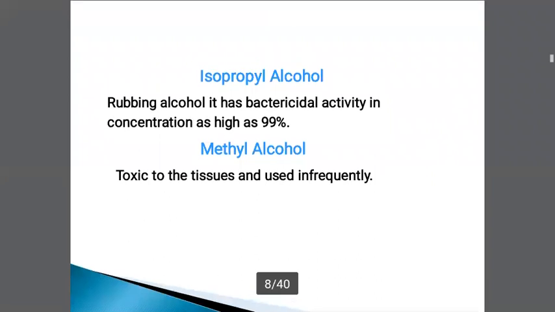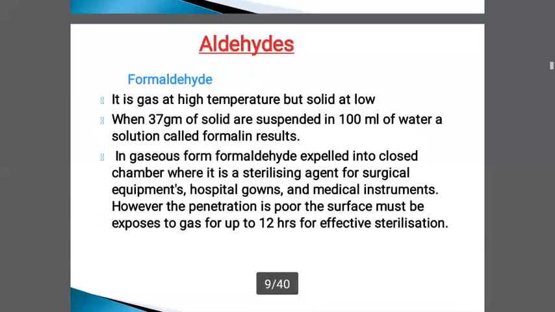Then isopropyl alcohol. It is a rubbing alcohol. It has bactericidal activity in concentrations as high as 99%. Then methyl alcohol. Methyl alcohol is toxic to the tissues and used infrequently. Then we will see the aldehydes.